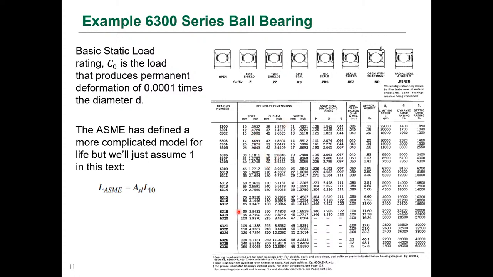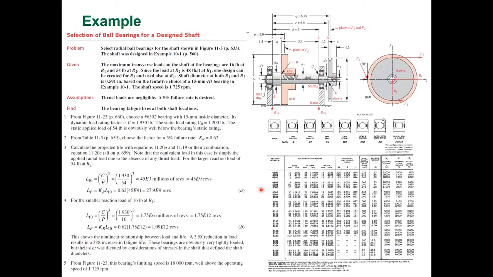Obviously, these greater loads are with larger diameter bearings. So if you find that you have a load from a given design, but that load doesn't give you the life that you expect, then you may have to pick a bigger shaft that can accommodate a bigger bearing, or just change your design a little bit to redistribute the loads. All right, so this is how we use it.